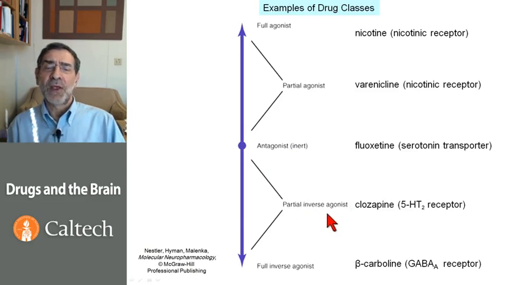And so an example of a partial inverse agonist is clozapine, the antipsychotic drug, at 5-HT2 receptors. And finally, there are full inverse agonists, which act even more to keep the receptor in a closed conformation, different from the inert conformation. And this would be beta-carboline, which acts on GABA A receptors, and we'll discuss GABA A receptors in a little while.